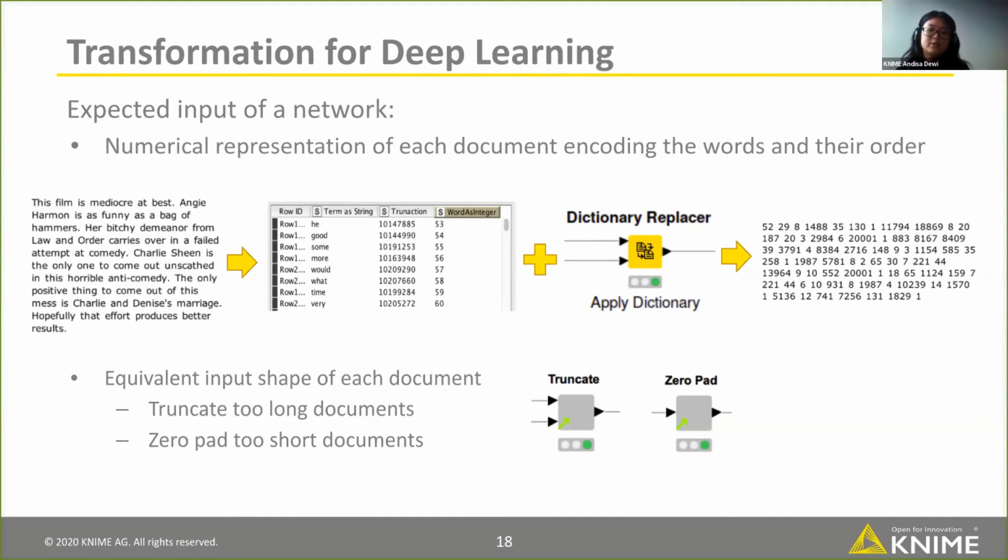For those purposes, we have created two components. One component is to truncate long documents, and one component is to pad the short documents with zeros. Okay, to make the transformation process clearer, I will give a small example in the next slide.